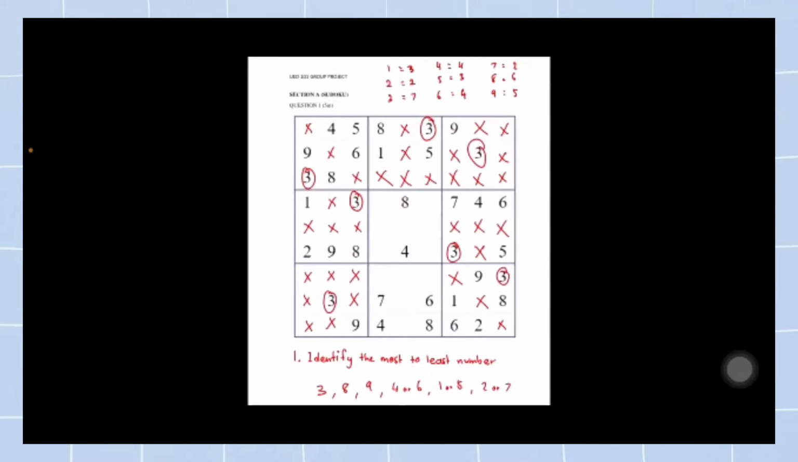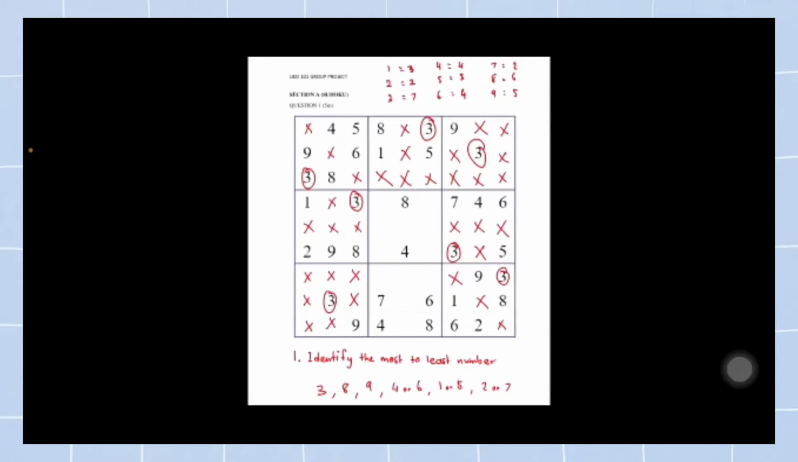Now let's move on to the explanation on how to solve the Sudoku. First thing first, you need to identify each number in the grid and list them from the numbers with the most grids to the numbers with the least grids. As you can see here, the list starts with number 3, followed by 8, 9, 4, 6, 1, 5, 2, and lastly 7. Next, we will start eliminating grids that have number 3 in it.